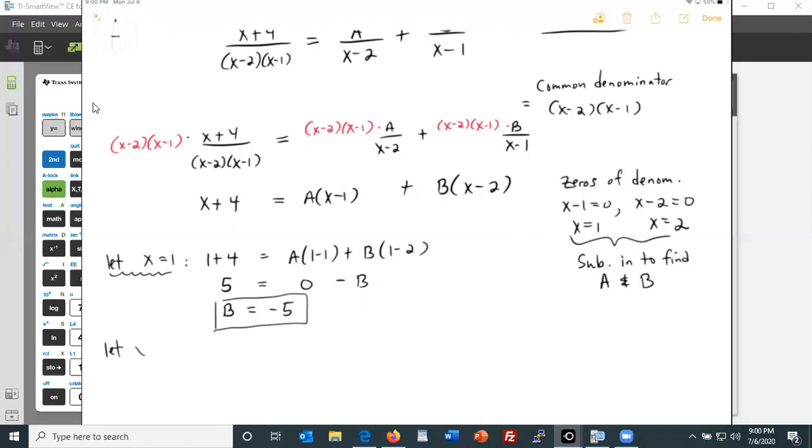And then by letting x equal 2, we get 2 plus 4 equals a times 2 minus 1 plus b times 2 minus 2. So I get 6 equals a times 1 is a plus 0. And there you go, a equals 6.